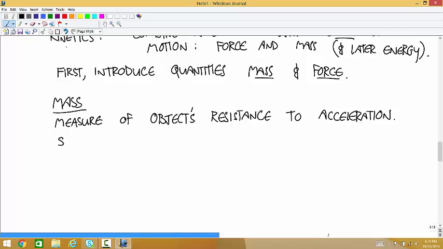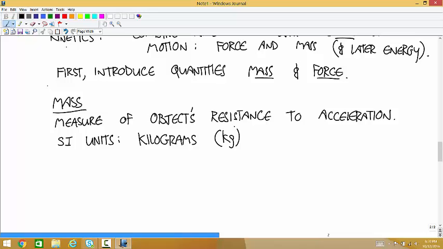The SI units of mass are kilograms. That seems a little strange. You would think it would be grams rather than the one that has this prefix that means 1,000 grams, but that's what it is.